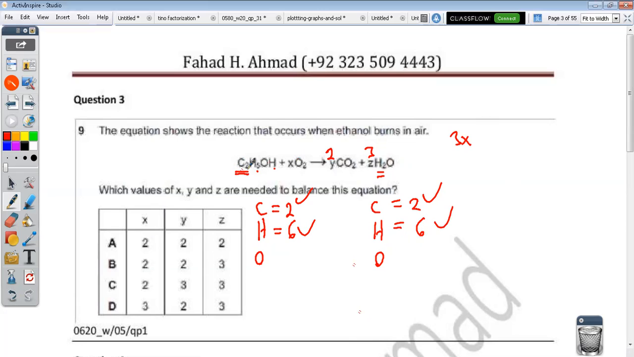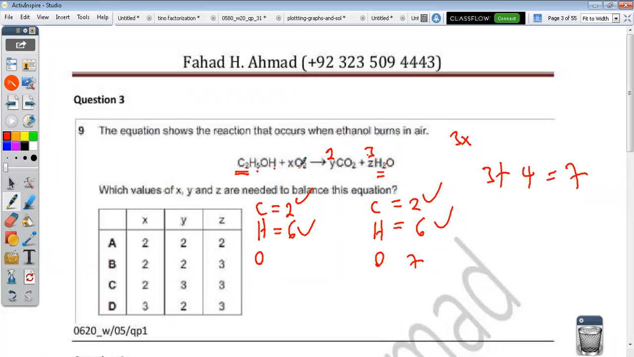But now if you check, I have more oxygens on this side. I have 3 oxygens there, plus 2 times 2, which is 4. So I now have 7 oxygens there. You see this problem? I've got 7 oxygens now, this side. I now need this side with less to also have 7 oxygens.